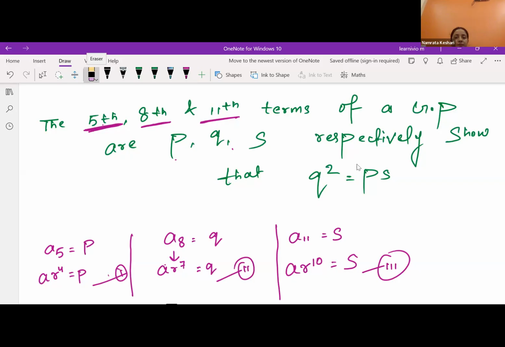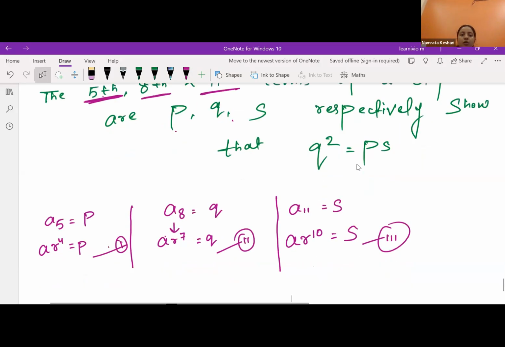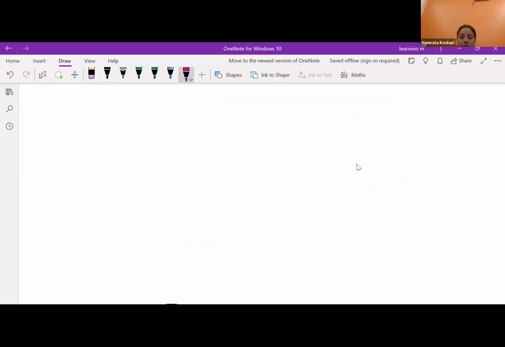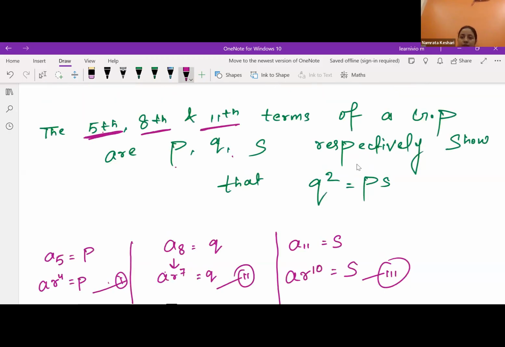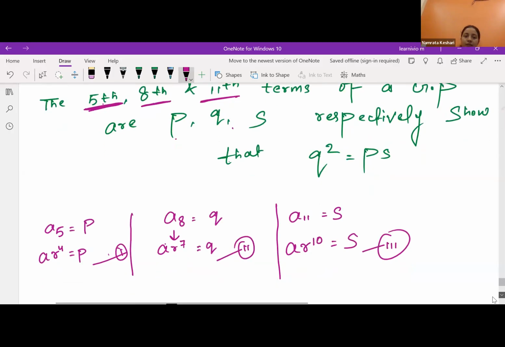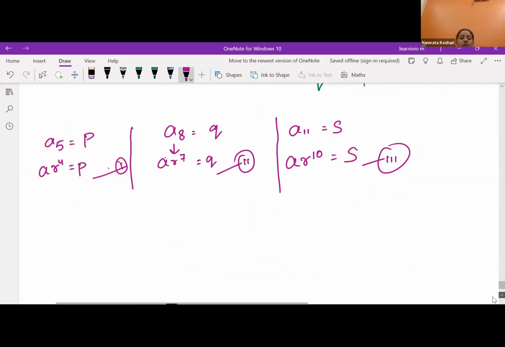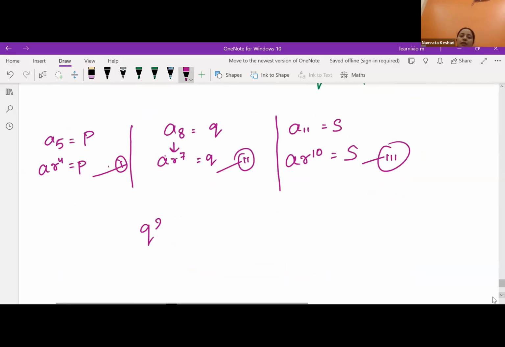Making sense? Yes, ma'am. Okay, so yeah, you will be getting both sides the same. Can I leave it? You can check it. Q square when you will do, here only I am showing it to you. Q square is PS, no? So when you will do Q square, just a moment. So when you will do Q square, you will be getting this.